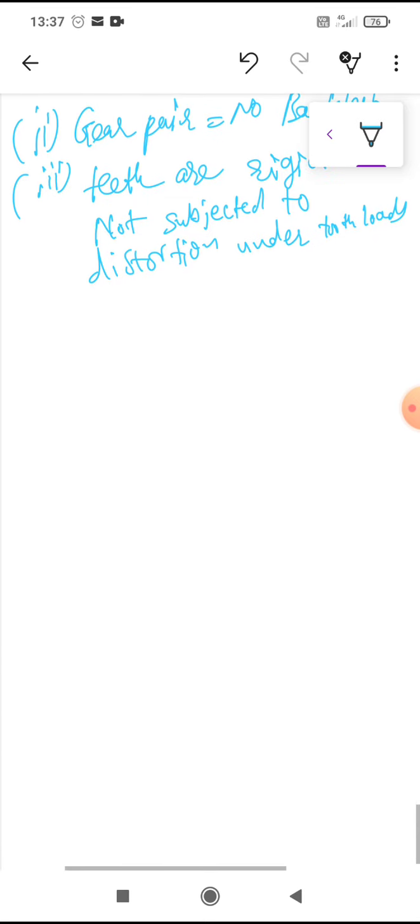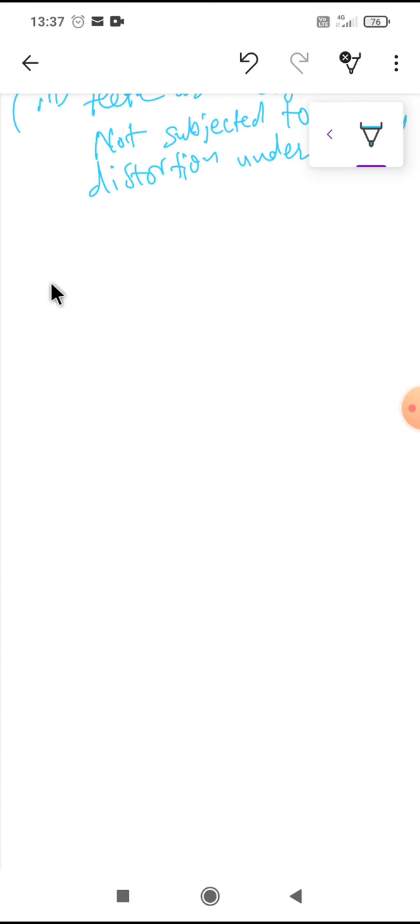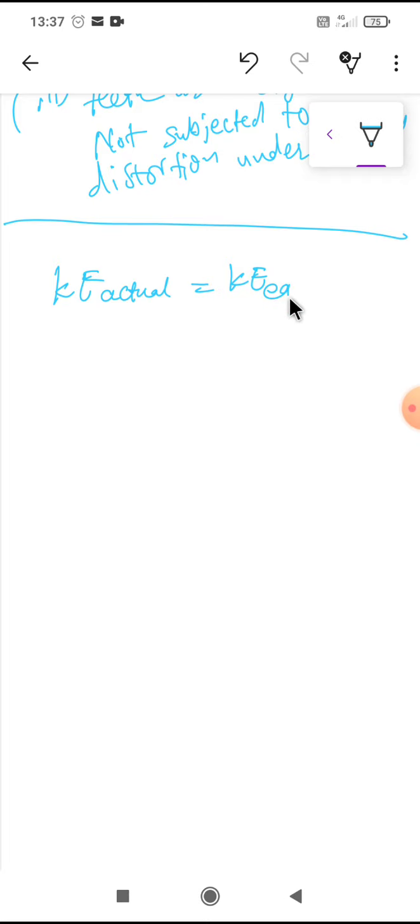Now, to convert this system into an equivalent system, we will use the Rayleigh method, that is, kinetic energy, and the energy of both systems should be equal. So we will use kinetic energy first. The kinetic energy of the actual system should be equal to the kinetic energy of the equivalent system.